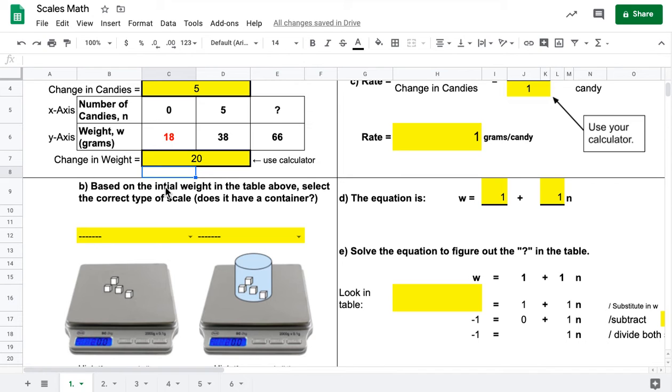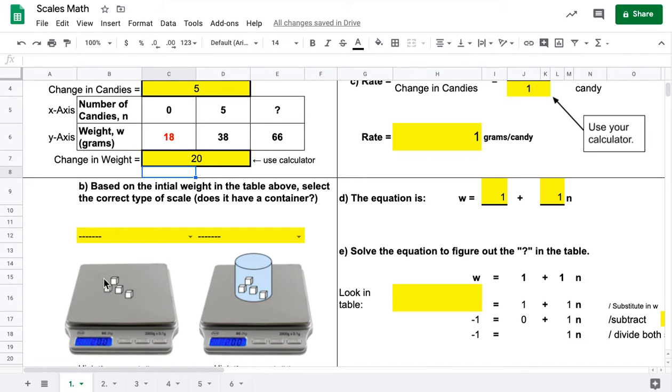Based on the initial weight in the table above, select the correct type of scale. So is it this type of scale that has no container, or is it this type of scale that has a container? Well, if you notice, that's got 18 grams on it when there's no candies. Is it possible that it's this one?